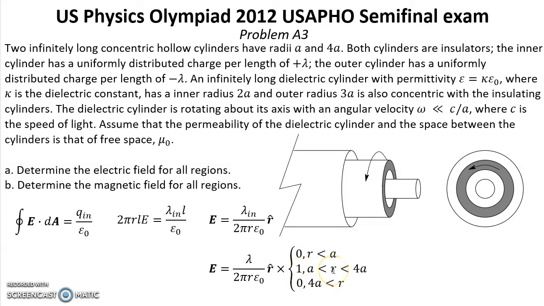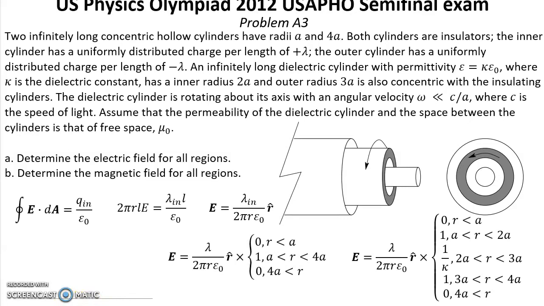But because we have a dielectric in the field between 2a and 3a, we have the electric field there reduced by a factor k. And finally we can write this solution. So finally the electric field equals this expression in 5 different regions. That's the solution for question A.